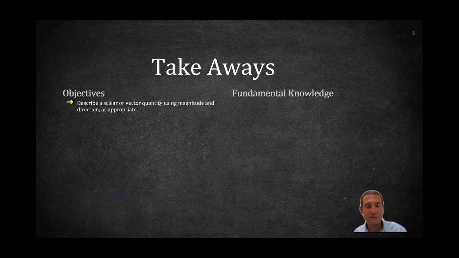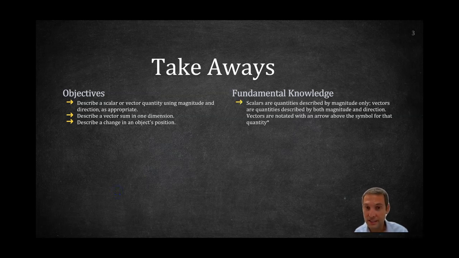First up, the objectives. By the end of this lesson, you should be able to describe a scalar or vector quantity using magnitude and direction as appropriate. You should also be able to describe a vector sum in one dimension and describe a change in an object's position. To reach these objectives, the knowledge you're going to need are the scalars, or quantities described by magnitude only.